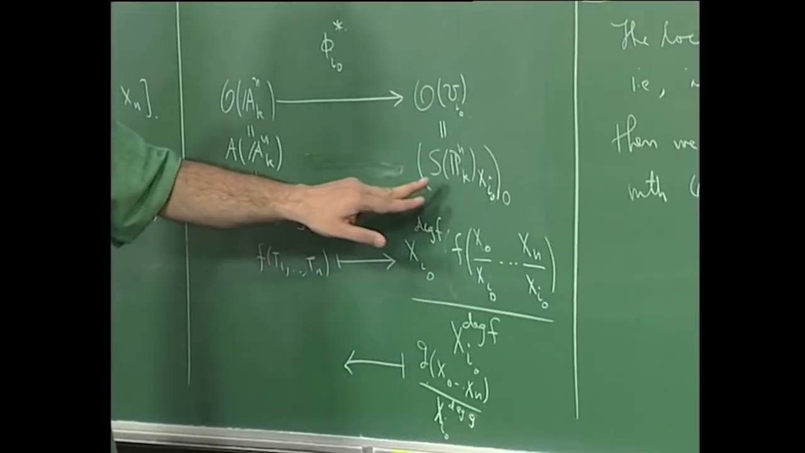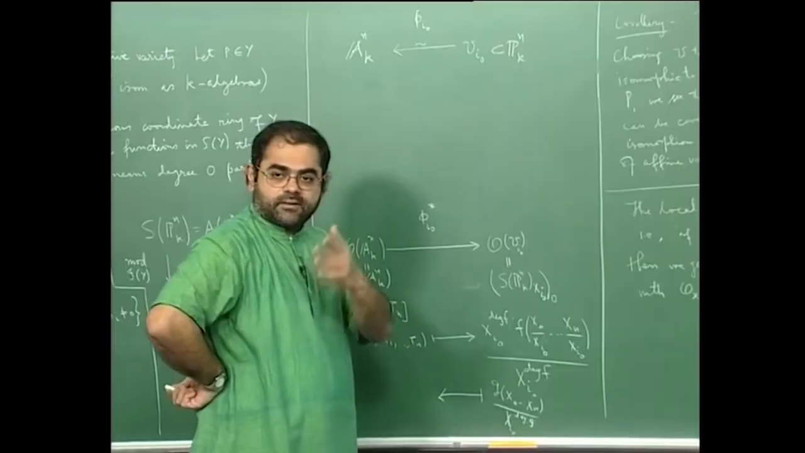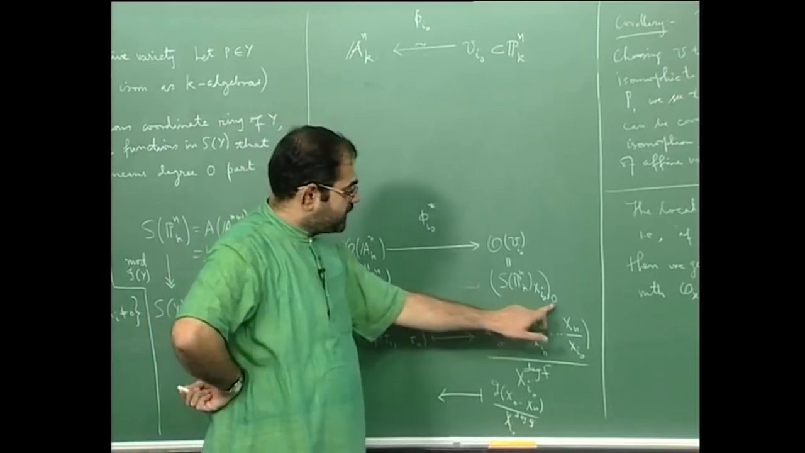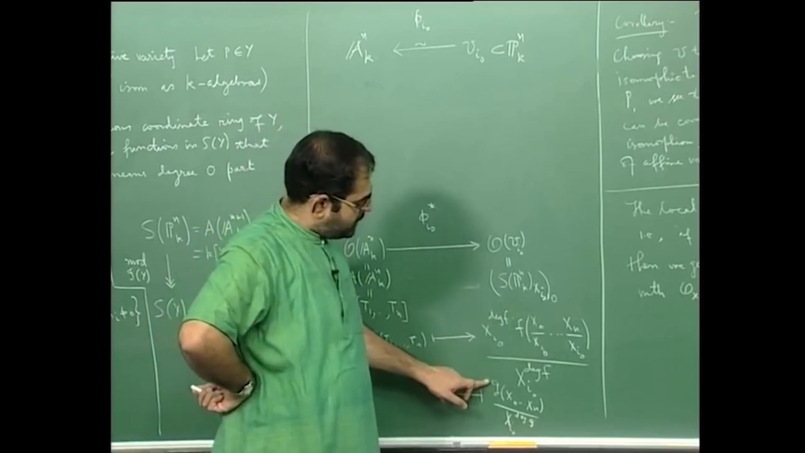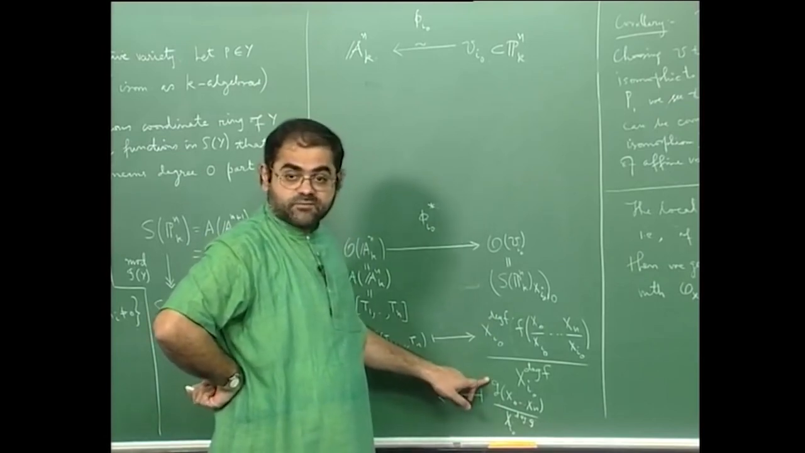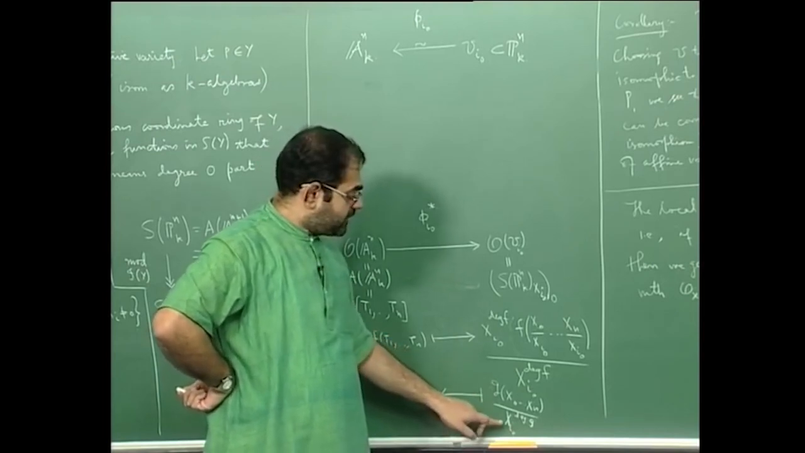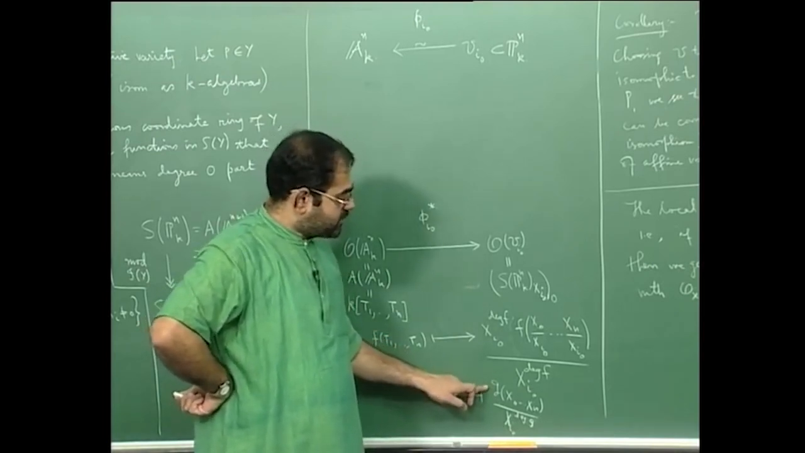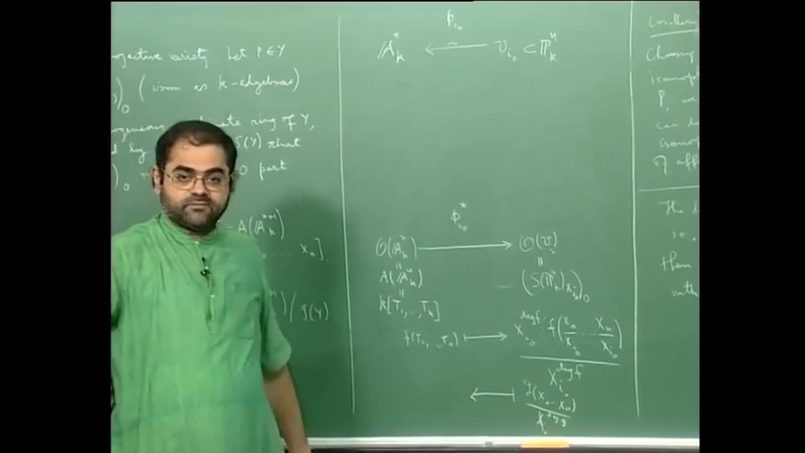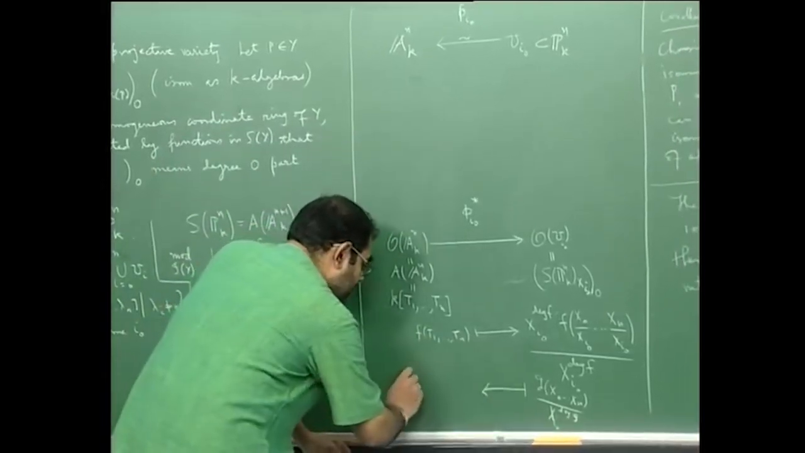Because you are localizing at xi naught, which means you are inverting powers of xi naught, but then you want the degree 0 part, which means that the numerator degree and denominator degree should be the same. The numerator should be a homogeneous polynomial of a certain degree, and the denominator should be xi naught to the power equal to the degree of the numerator polynomial.